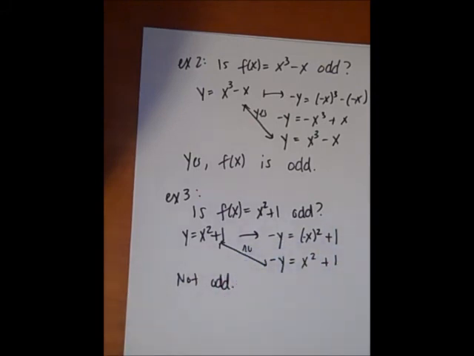So that's how you test for even and odd. Even, just replace x with negative x, simplify and compare. Odd, replace both x and y with the negatives and compare. So that's even and odd.